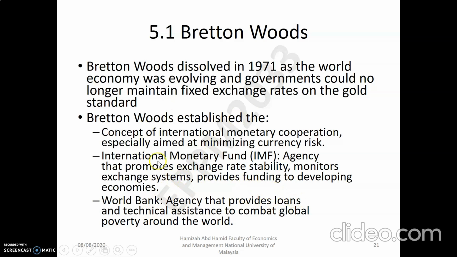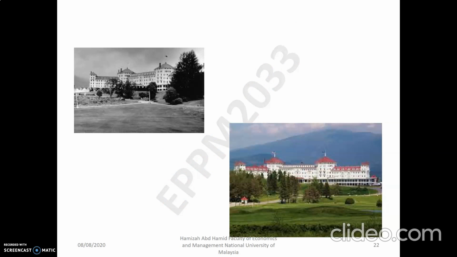So there are a lot of positive outcomes from Bretton Woods: the concept of international monetary cooperation and bodies such as the IMF and the World Bank. The IMF especially promotes exchange rate stability, and the World Bank aims to fight global poverty around the world. Here are just some pictures of Bretton Woods. This is a picture of Bretton Woods around the 1940s, 1950s. And this is how it currently looks.